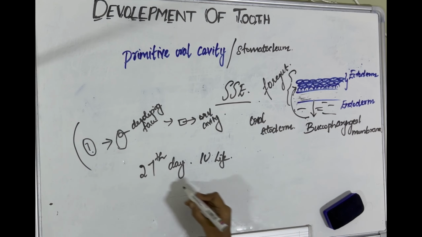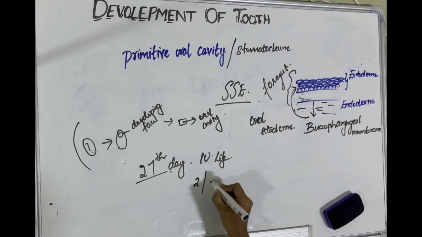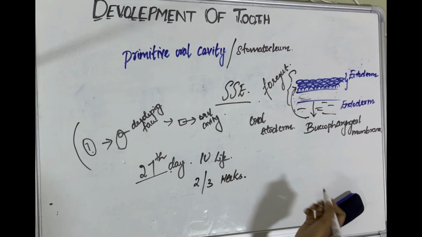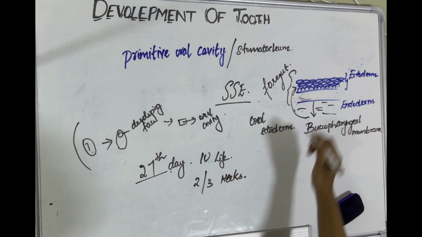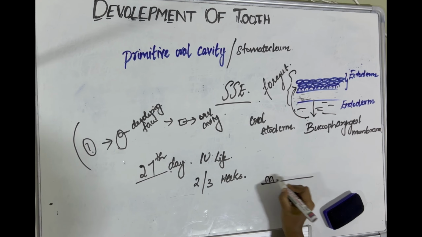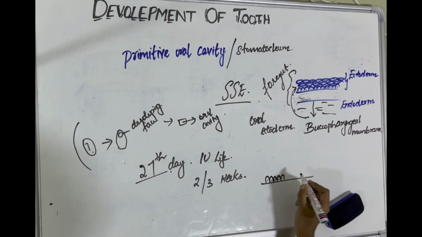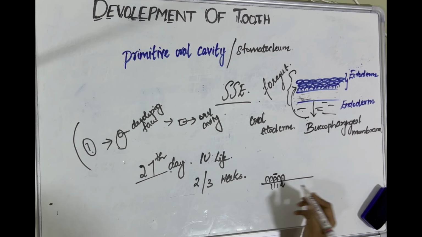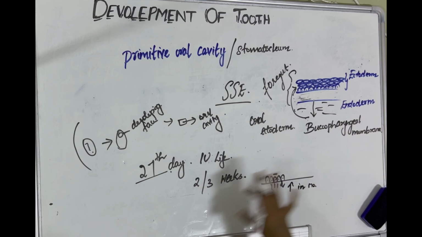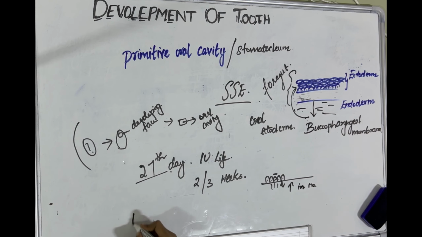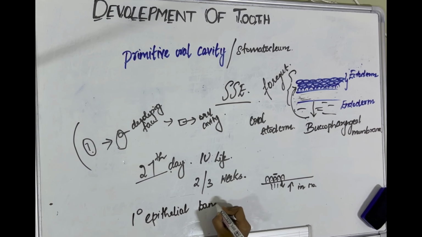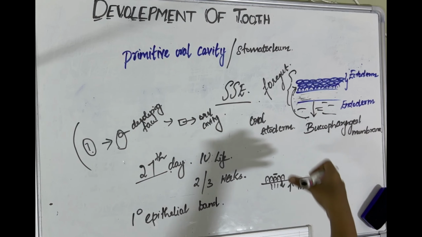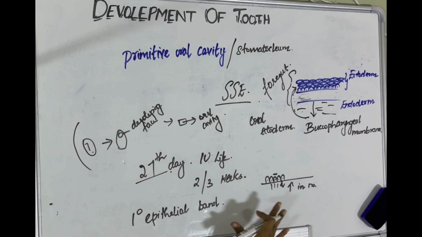After the 27th day it will rupture, and after 2 or 3 weeks of this rupture of the buccopharyngeal membrane, certain areas of the basal cells in the ectoderm, which are arranged like this, will undergo rapid proliferation. They will increase in number, and they form a primary epithelial band.